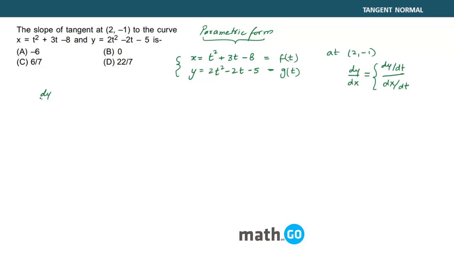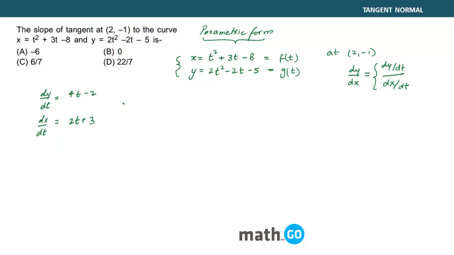So you just do what? First of all, calculate dy/dt. What is the value of dy/dt? We know that if you do that, this will be 4t minus 2, and if you solve dx/dt, what will you get? So dx/dt will be 2t plus 3.